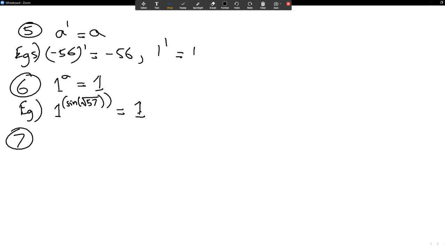Okay, the 7th law is the fraction law. That basically says this. And basically what that means is if you're squaring a whole fraction or putting a whole fraction to a power, you do it to the numerator and the denominator.